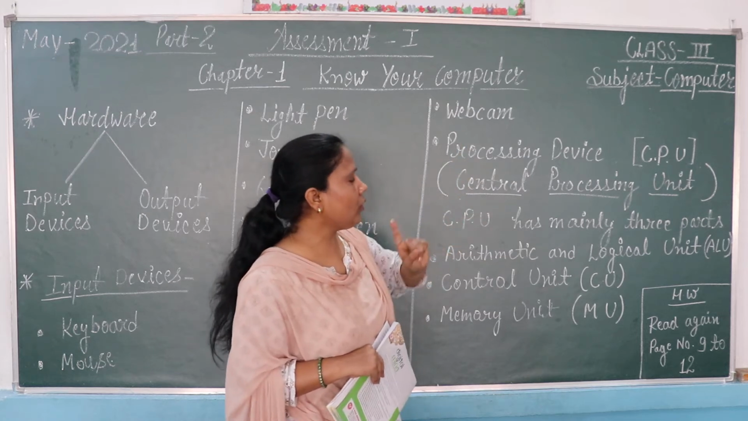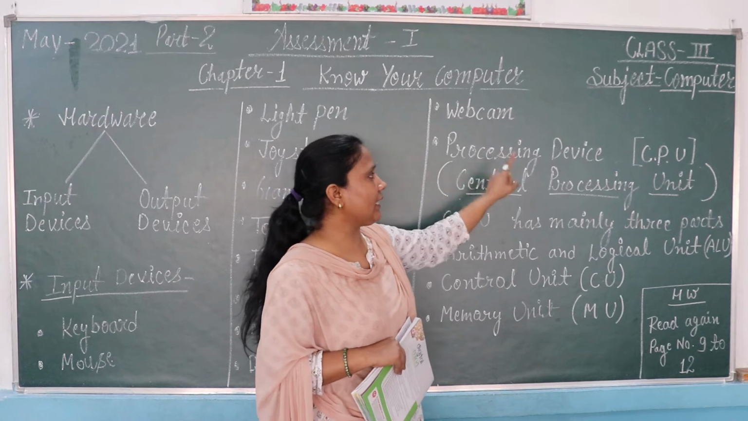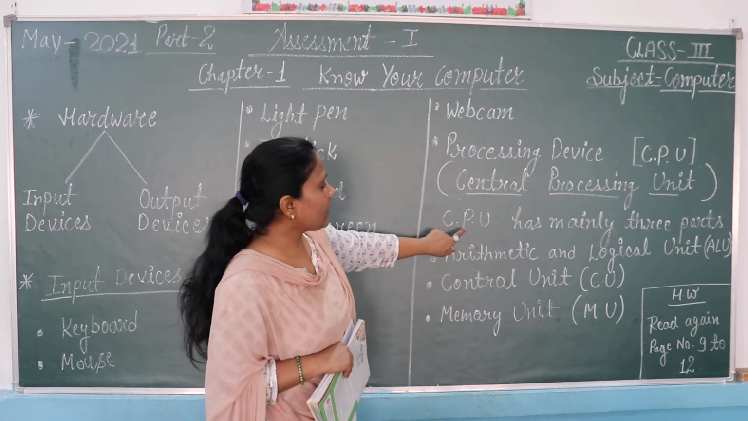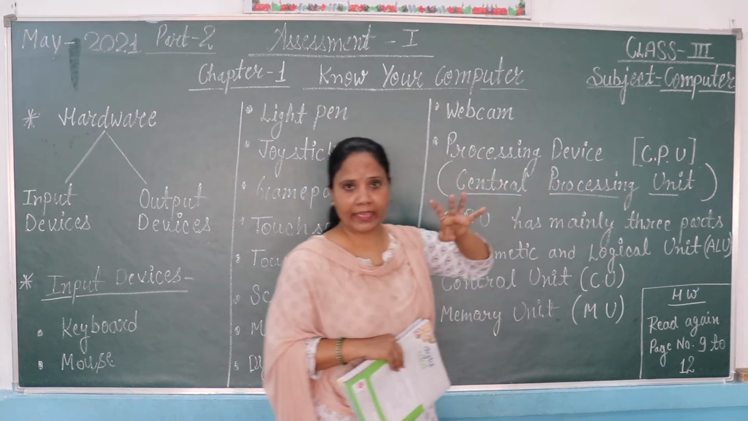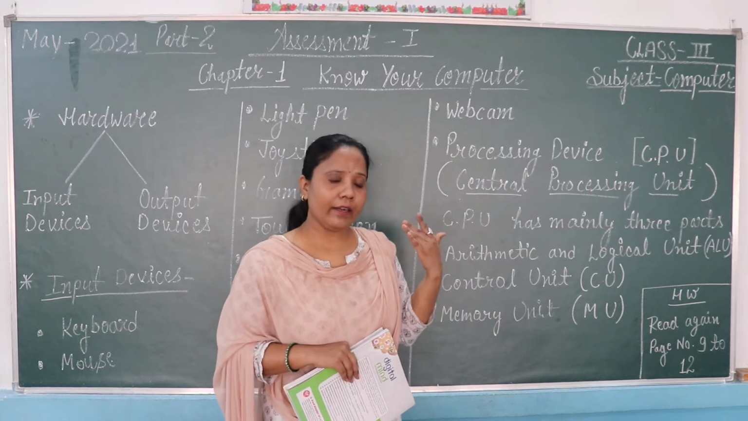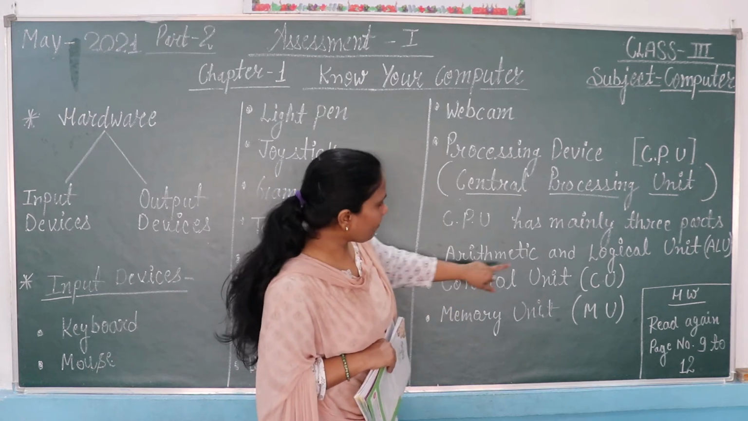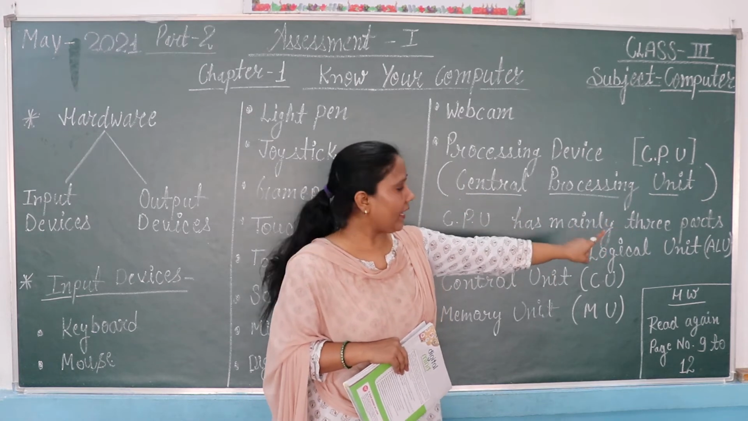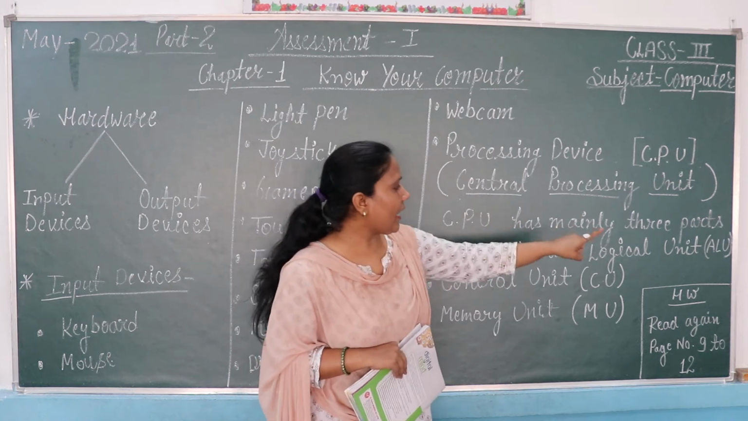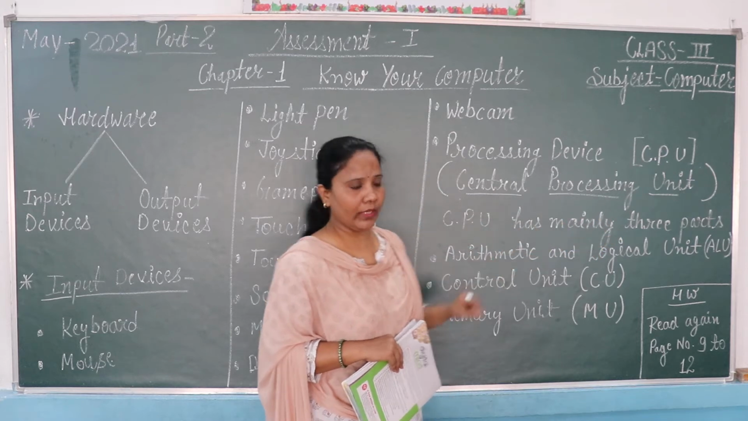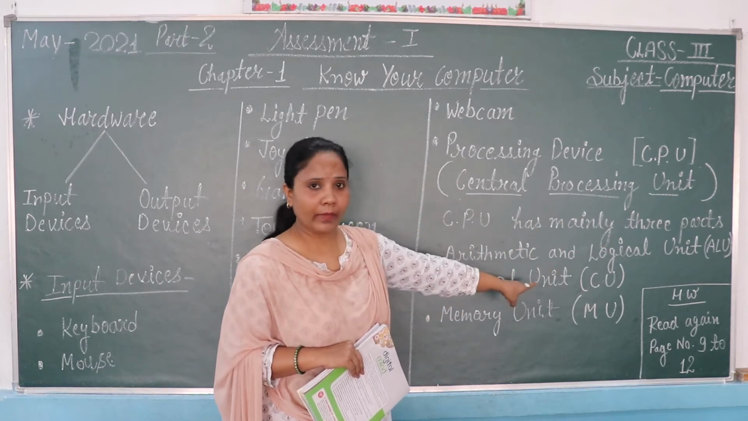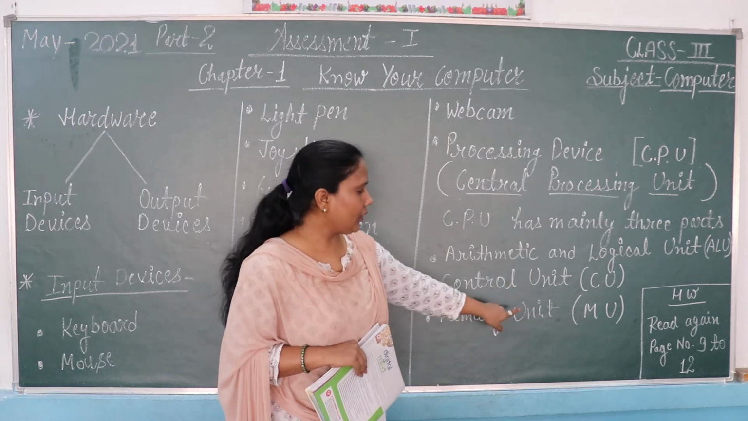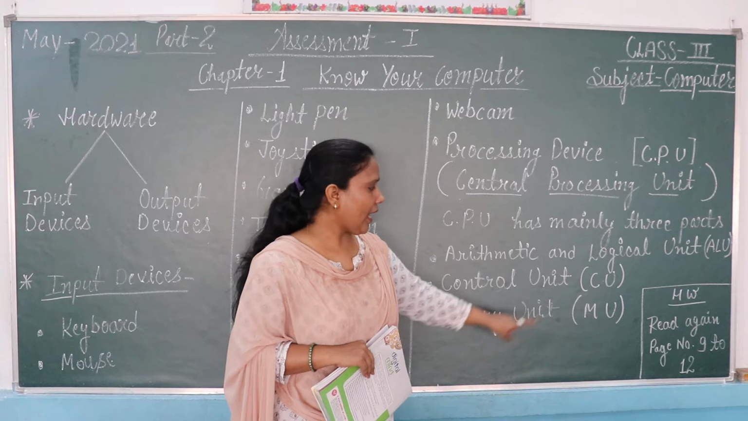First of all, we should know the full form of the processing device. This is called CPU. Its full form is Central Processing Unit. CPU has mainly three parts by which it does work. The first is the Arithmetic and Logical Unit, abbreviated ALU. A stands for arithmetic, L for logical, and U for unit. The second is the control unit, CU. C stands for control, U for unit. And the memory unit, MU, M and U for memory unit.